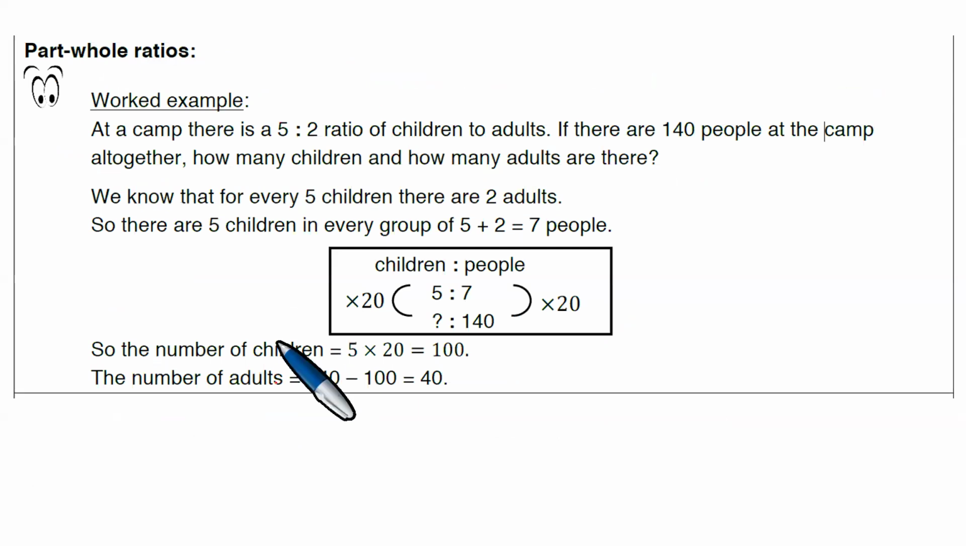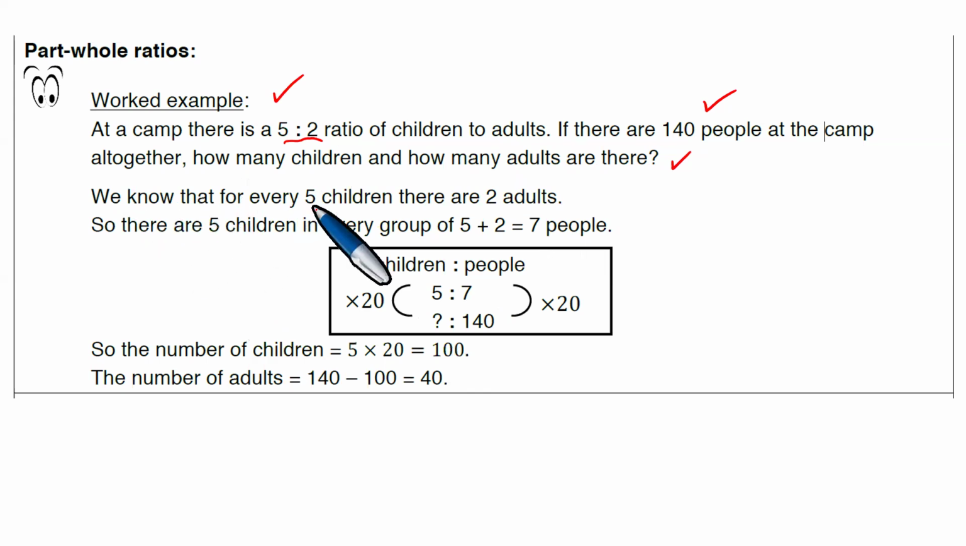Okay, let's look at what we call the part to whole ratios. We dealt with the part to part. A worked example. At a camp, there's a 5:2 ratio of children to adults. If there are 140 people at the camp altogether, how many children and how many adults are there?